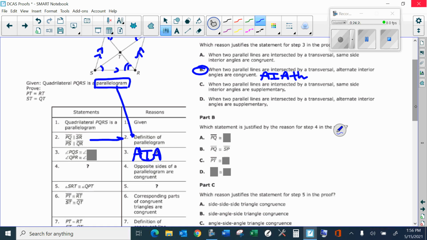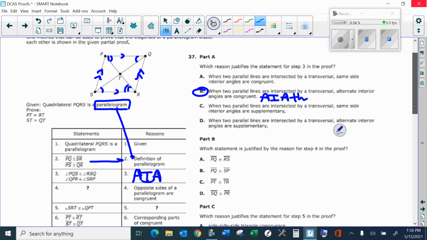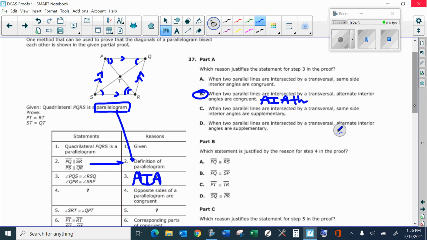Here it tells me opposite sides of the parallelogram are congruent. So now we want to put opposite sides congruent. Which statement is justified by the reason in step 4? PQ is congruent to RS. Yes, that's true. PQ is congruent to SP. Nope. PT to TR. Nope, not for opposite sides. And SQ to PR, those are diagonals. So A is the answer for that one.